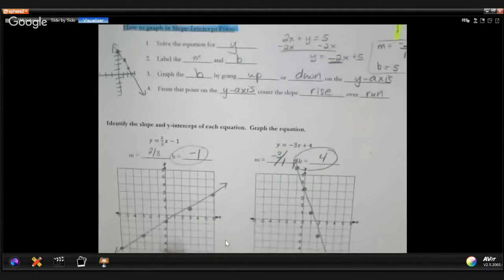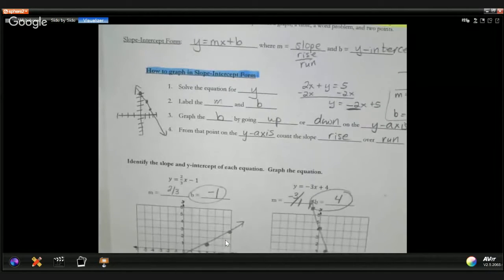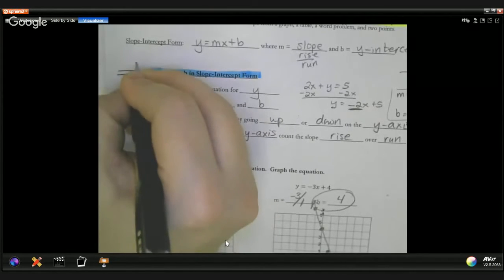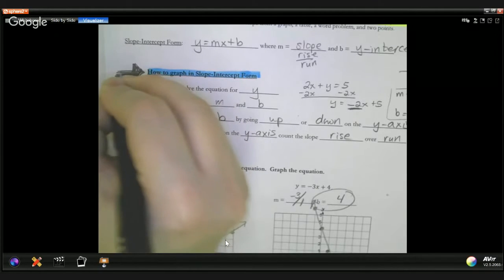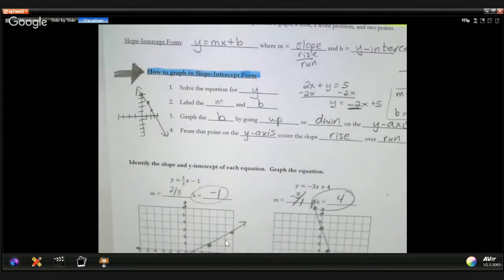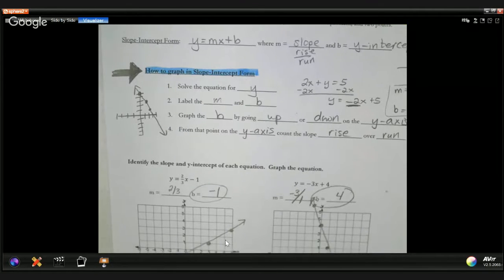But really, when you're graphing these, if you follow these steps right here, then you'll be good to go. So the steps are to solve for y, identify your m and your b, graph the b, and then count the m.